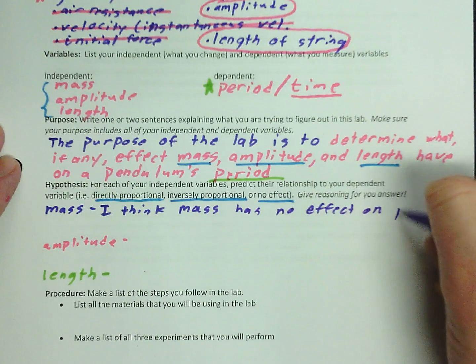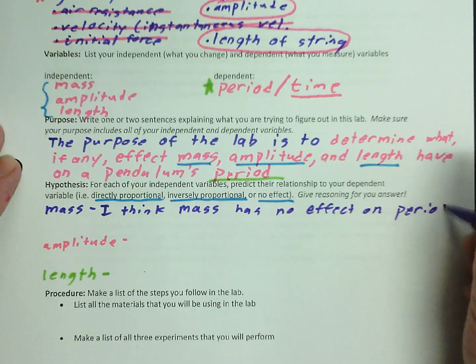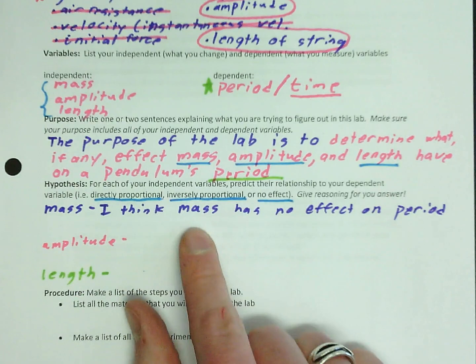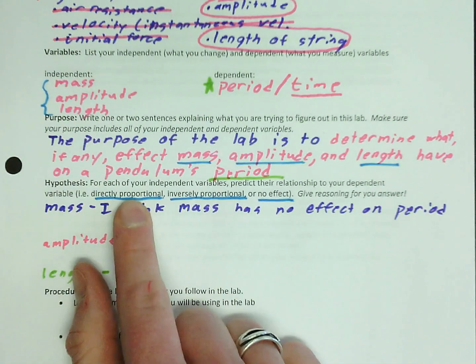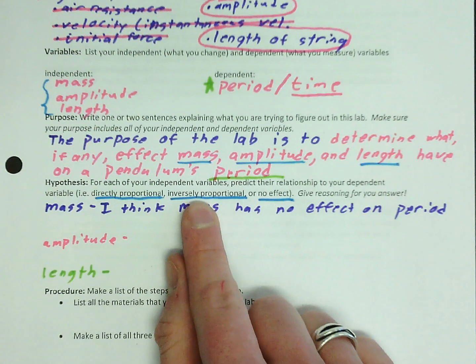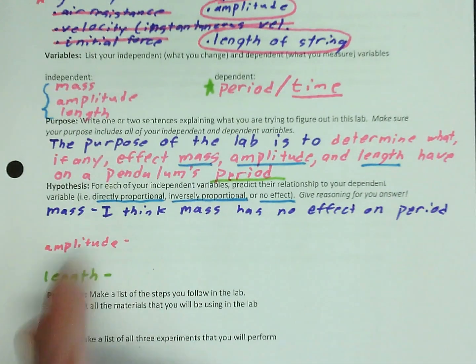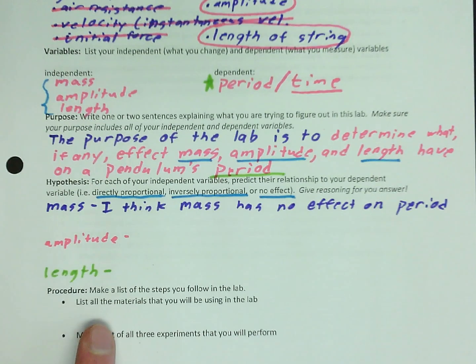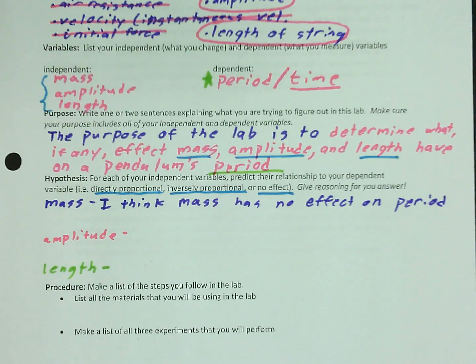on period. Now, you may not think that's true. You may think it's directly proportional. You may think heavier mass means larger period. So you would write, I think mass and period are directly proportional. Or you might write, I think they're inversely proportional. But I want you to do that for each of these. Do this for mass. Do this for amplitude, do this for length. So write down what you think it is.